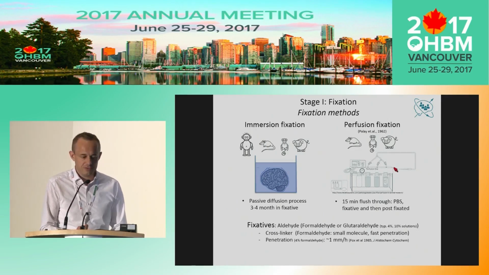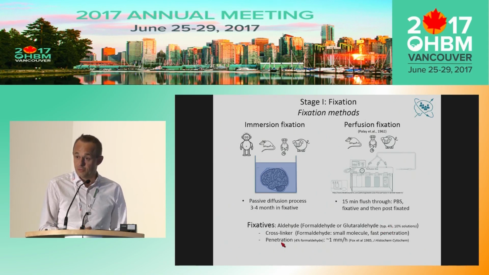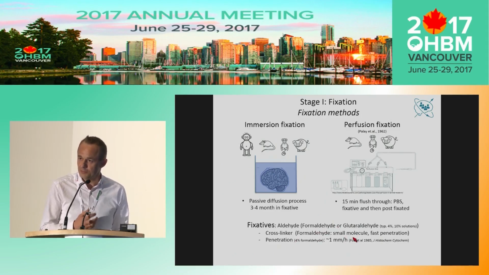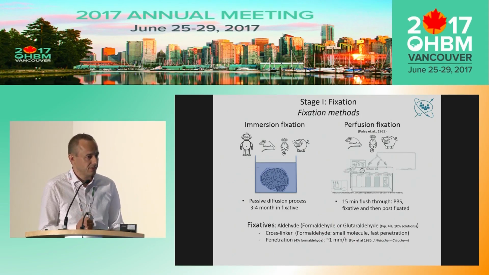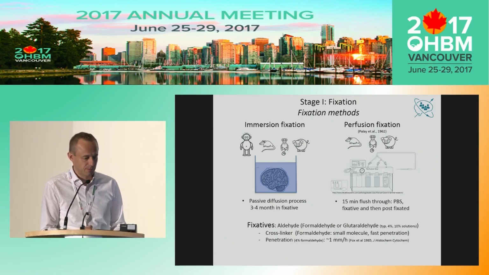There exist different kinds of fixatives. What we use in MRI are the aldehydes. We have formaldehyde and glutaraldehyde, and these are typically in 4 and 10% solutions. These are cross-linkers, and formaldehyde is a small molecule, so it penetrates the tissue fast and is therefore often used. But sometimes you can combine formaldehyde and glutaraldehyde to obtain a specific feature of the fixation process. And that is exactly what you do if you want to fixate the tissue for electron microscopy.